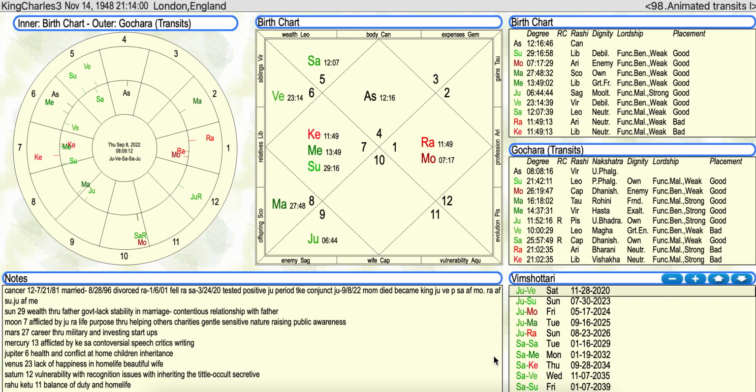Also occurring, natal Saturn is afflicting Venus, changing the family responsibilities and affecting the family and happiness. And then you have Rahu afflicting Sun, causing a change to his status. Sun rules the house of status and fame, recognition.